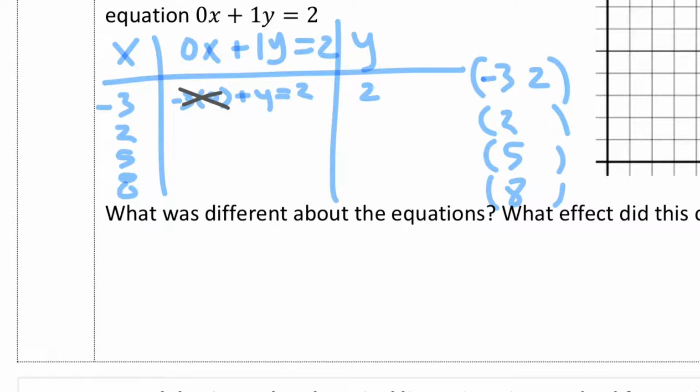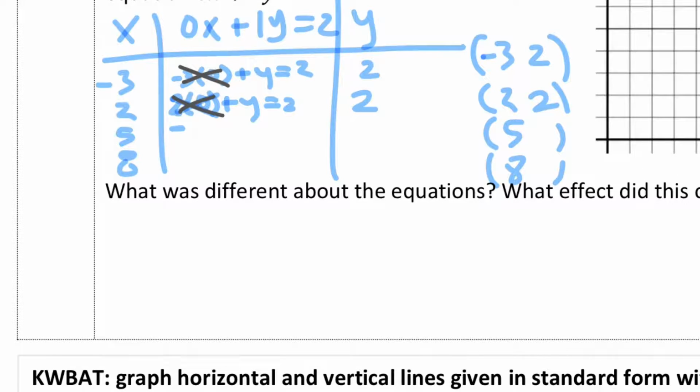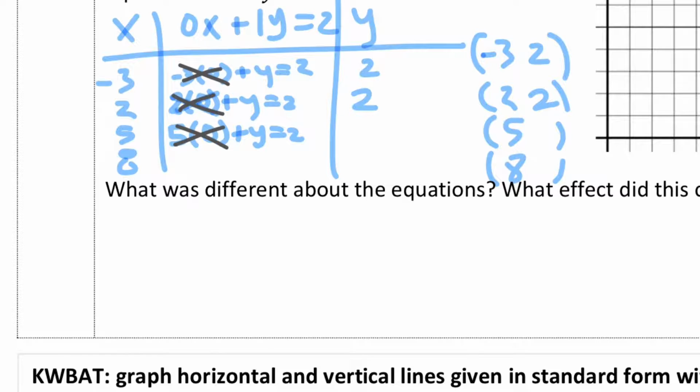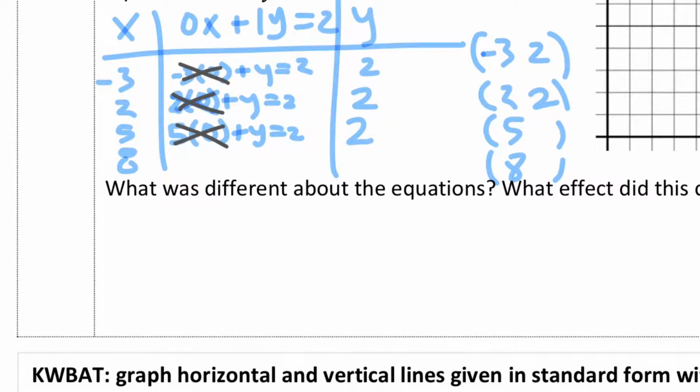Coming back, I plug in 2. 2 times 0 plus y equals 2. Again, we should know that anything times 0 is 0, so that's gone. We end up with y equals 2. I think by now the majority of you are probably seeing the pattern here. If I plug in 5, 5 times 0 plus y equals 2. Anything times 0 is 0, so that's gone. We're left with, you guessed it, y equals 2.